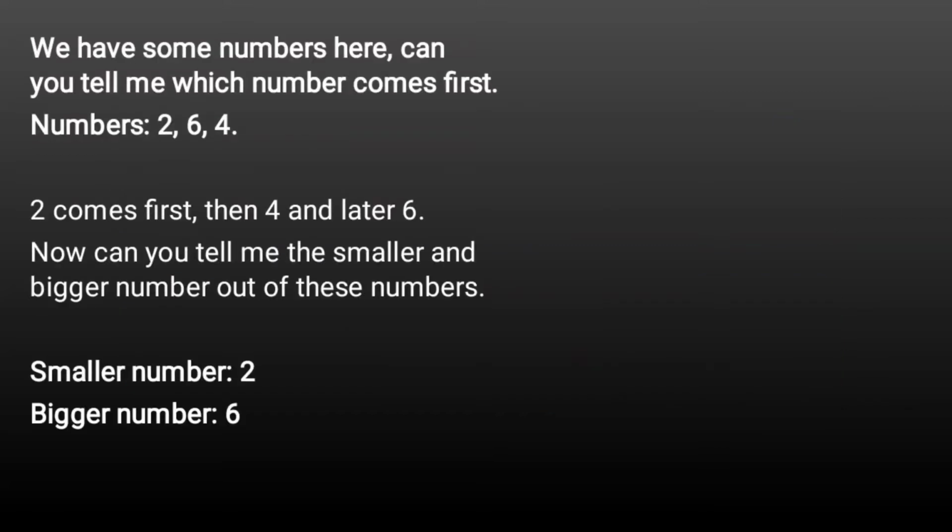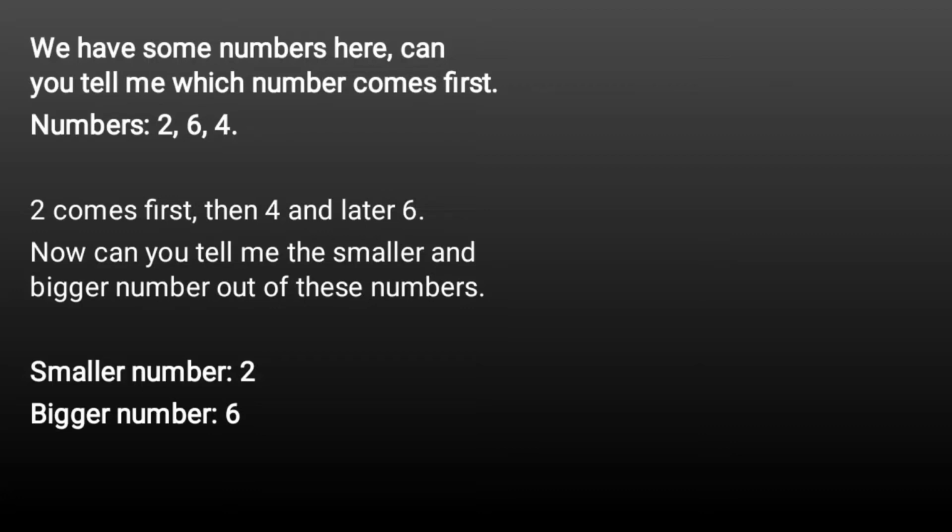We have some numbers here. Can you tell me which number comes first? And the numbers are 2, 6 and 4. Out of these three numbers, which number will initially come first? And that's the 2. First comes the 2, then 4 and then 6.